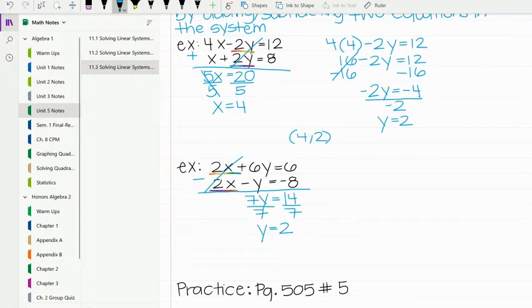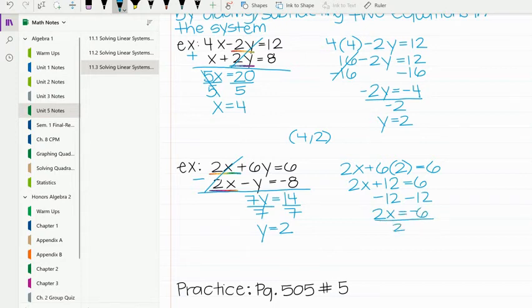Then from there, I would plug that into either equation. Doesn't matter which one. I'm just going to use the top one. So 2x plus 6, and instead of y, I'm going to substitute in 2. And then we keep simplifying. So 2x plus 12 equals 6. Then I will subtract 12. So 2x equals negative 6, and then divide by 2. Negative 6 divided by 2 is negative 3. So our final answer would be (-3, 2).